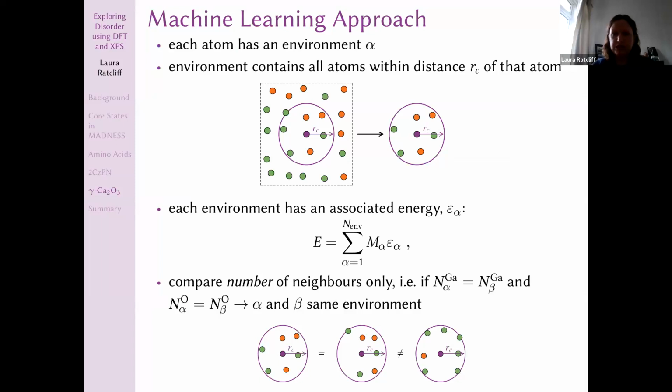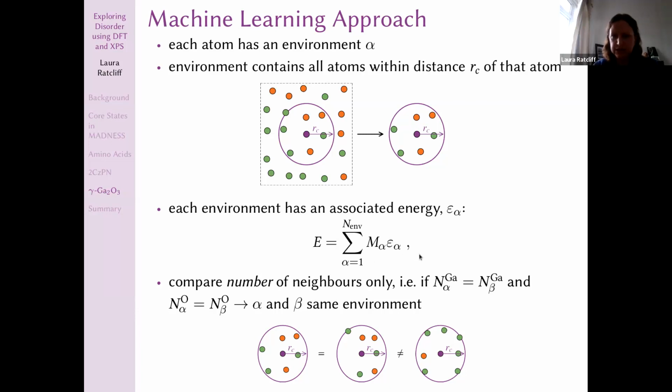First of all, just to briefly mention the machine learning model. As I mentioned, this is really very simple. Perhaps we might even call it embarrassingly simple. The idea is we take our structure, assuming different atom types, gallium and oxygen, for example, and we define some radius around a particular atom, as shown in purple, and we cut out all the atoms within that radius. This is what we call an environment of this purple atom. Each of these environments has an associated energy, and then the energy of our system is just the sum of the number of times each environment appears times the energy of that particular environment.